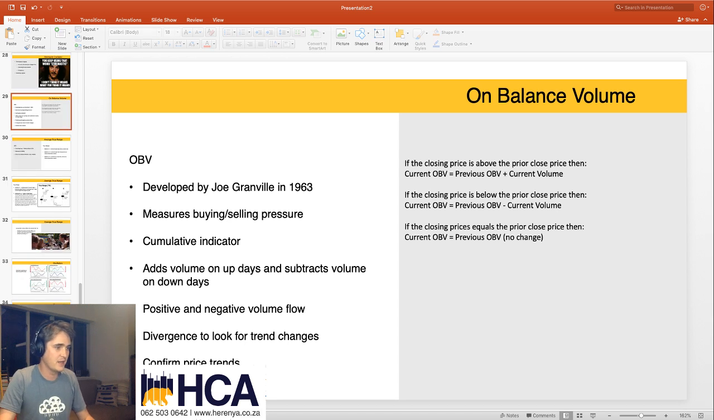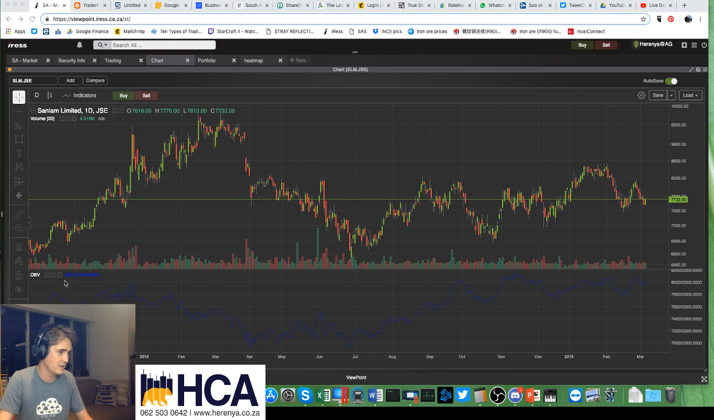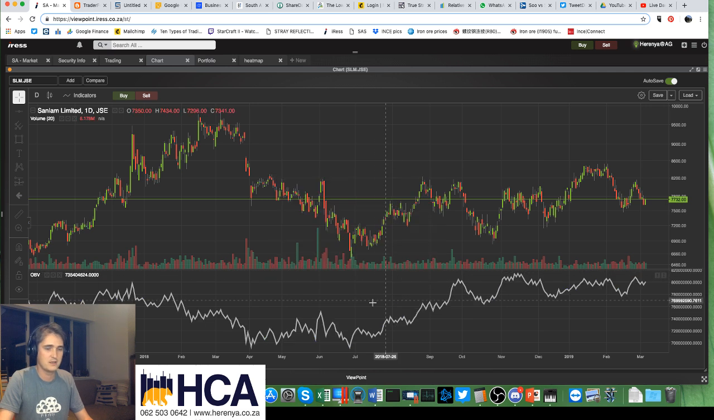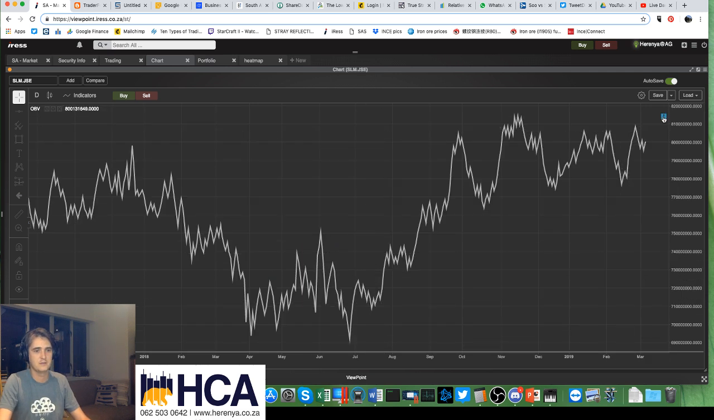On-balance volume is basically a cumulative indicator that takes volume of today, and if the day is up, it adds it to the previous day. If the day is down, it subtracts it from the previous day, right? So this is a very nice indicator for us to see what is happening.